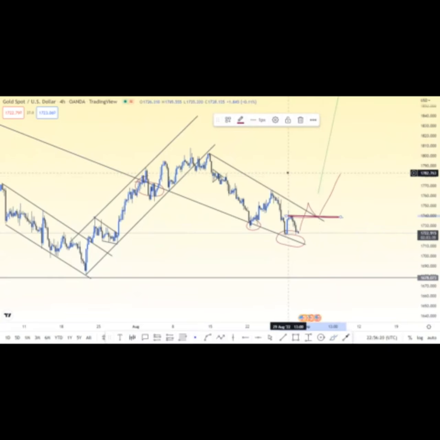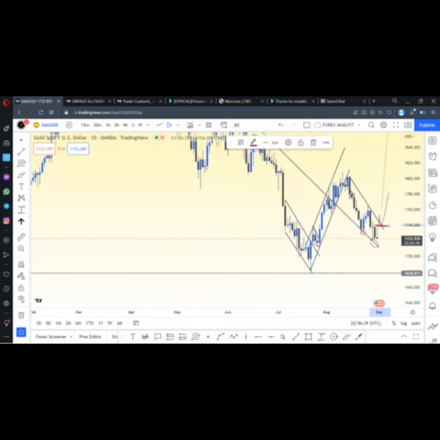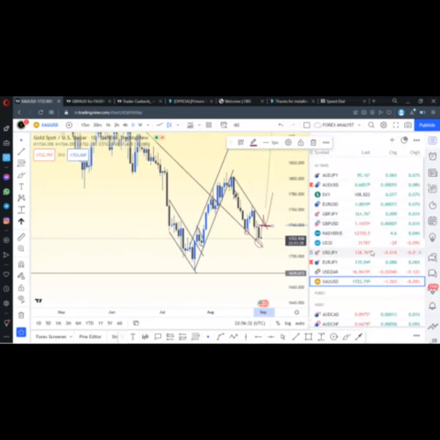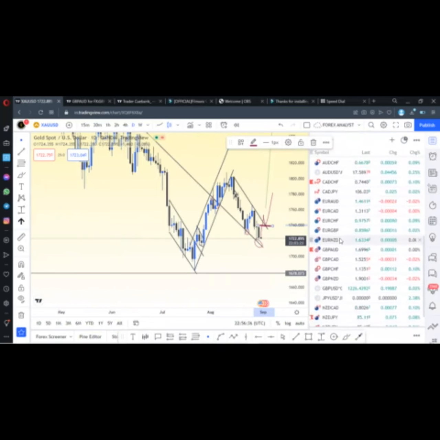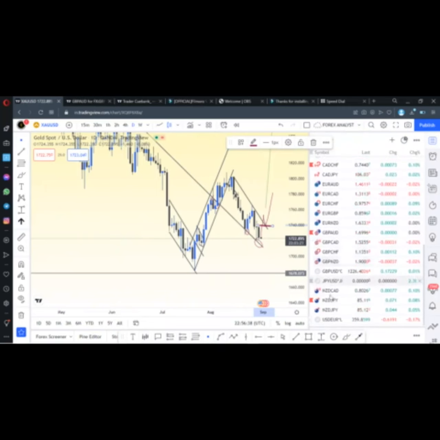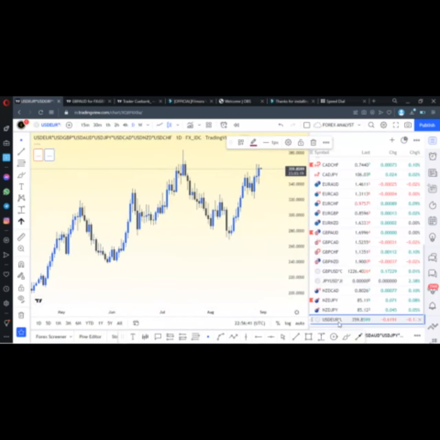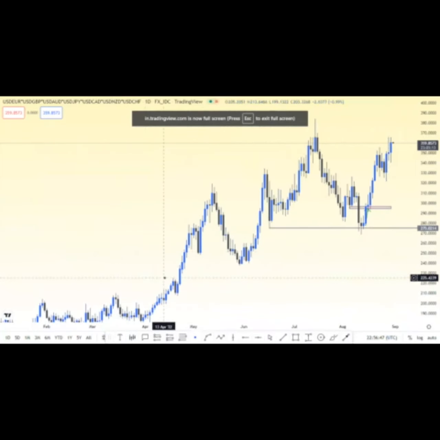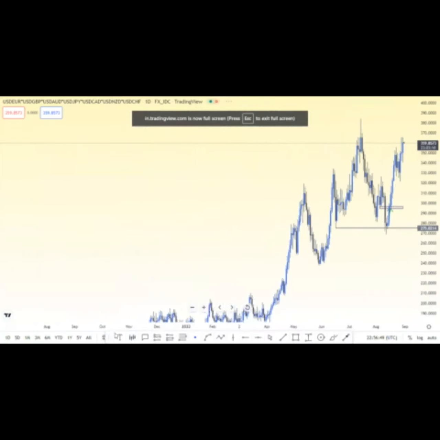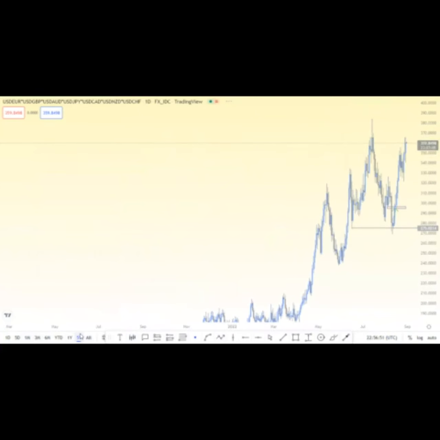So yeah, man, let's look at fundamentals real quick. I just want to see how the NFP might turn out. Let's look at the fundamentals real quick. So this is a fundamental chart, right? This is a fundamental chart.